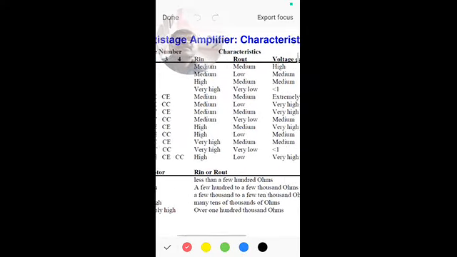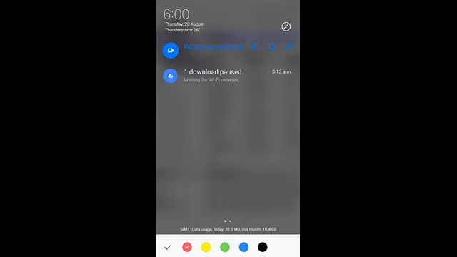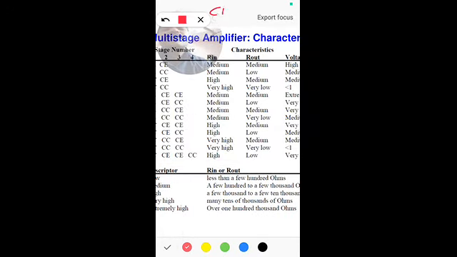Very high. Sorry, both are... CE, CC and CE, RI and R0 both are medium, but AV is very high. Since in the first and third stage we have a CE amplifier configuration, the product of these voltage gains will become very high.